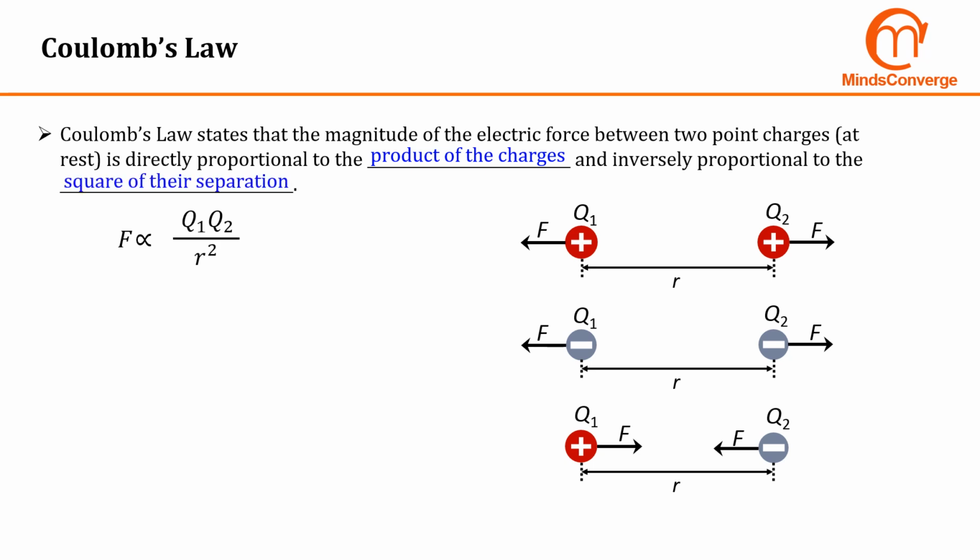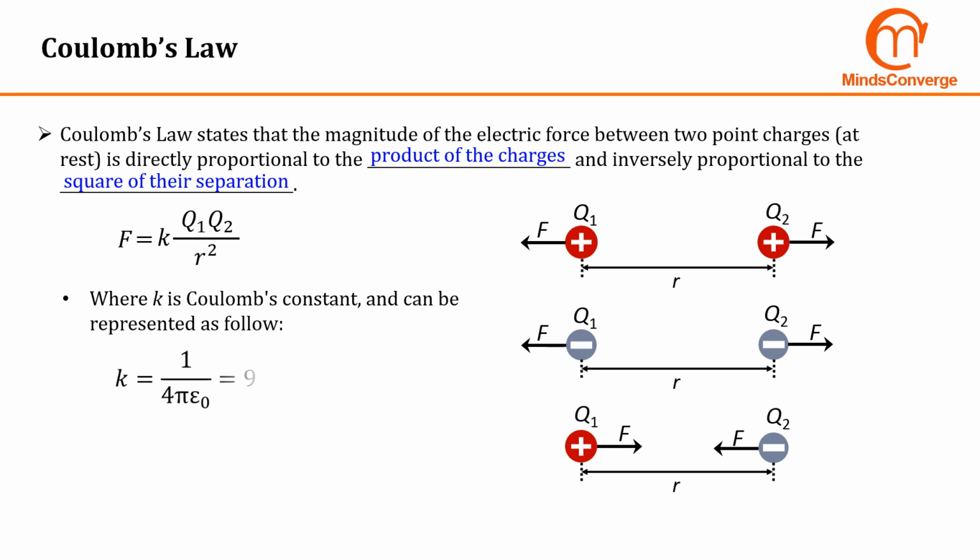So, the magnitude of the force F between the two-point charges, Q1 and Q2, separated by distance r, in a vacuum, can be written as F equal to k times Q1 times Q2, divided by r squared. The constant k is the constant of proportionality, and is known as Coulomb's constant. The value of k is 9 times 10 to the power of 9 newton meter squared per coulomb squared. This constant k is usually given in the form k equal to 1 over 4 pi epsilon 0.